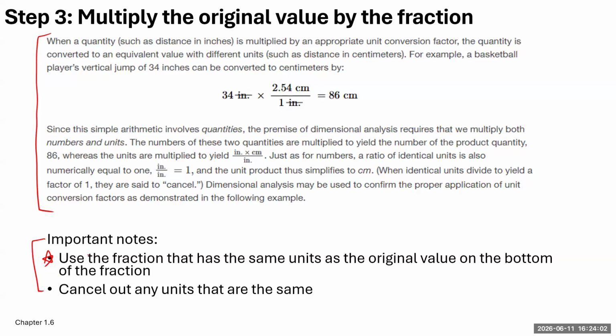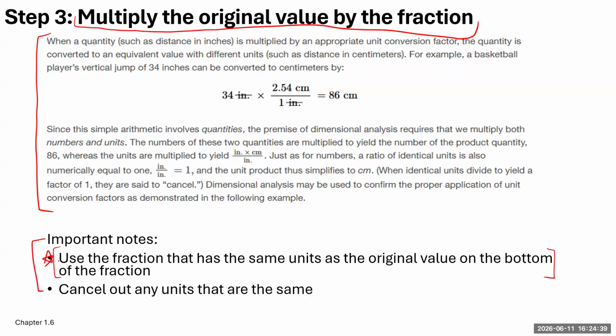Commodore's way: use the fraction that has the same units as the original value on the bottom of the fraction. This is the most important part. When I teach students, they're always like, well, am I supposed to divide or multiply? Well, I never divide. I always just multiply the original value by the fraction. That's all I ever do. I have a pretty poor memory, so it's hard for me to memorize things and keep stuff in my head. So this is how I do it. I don't have to memorize divide or multiply, right?